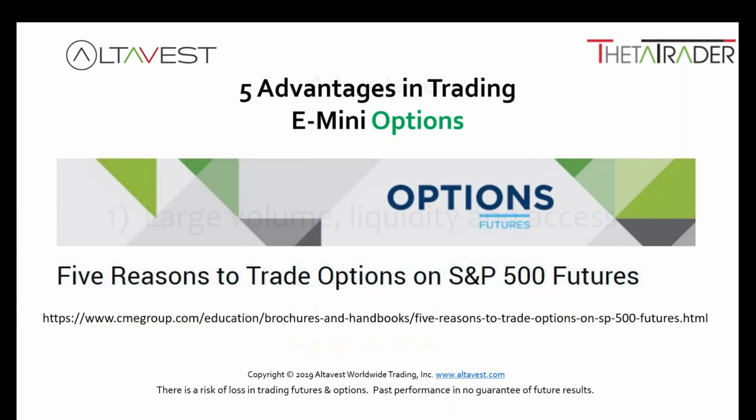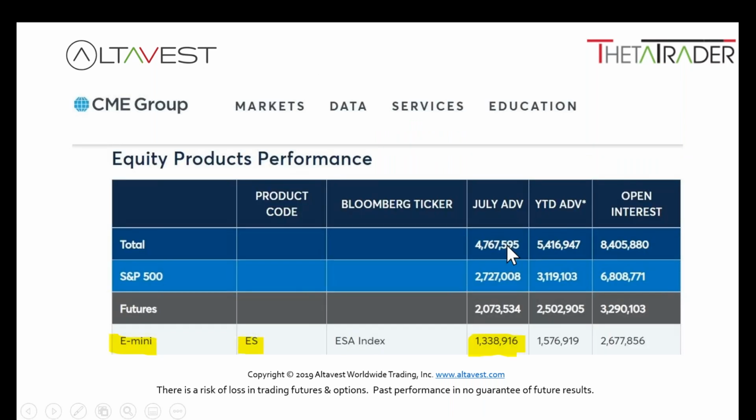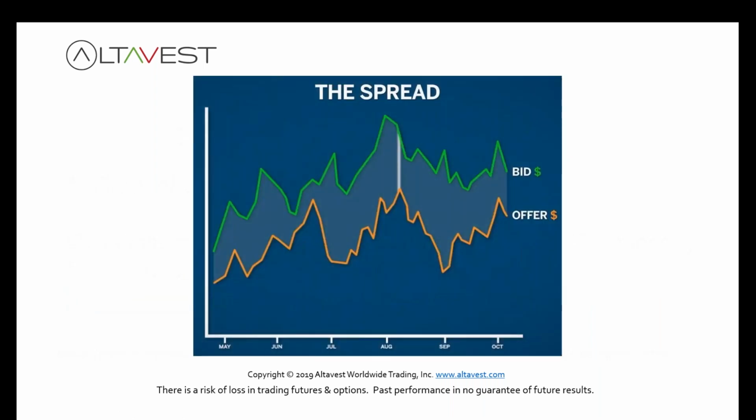There are advantages to trading the E-minis: large volume, liquidity, easy access. Here's July average daily volume, 1.338 million on the E-minis. Superior execution. They offer a cost savings of $4 to $15 per contract. So with all that liquidity, that means tighter and tighter spreads. That's what that means. Better execution.